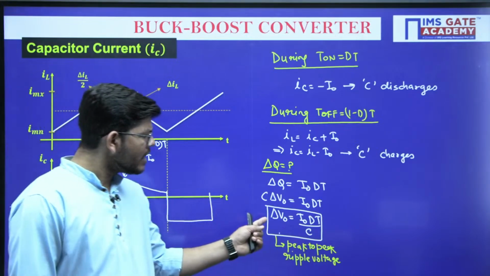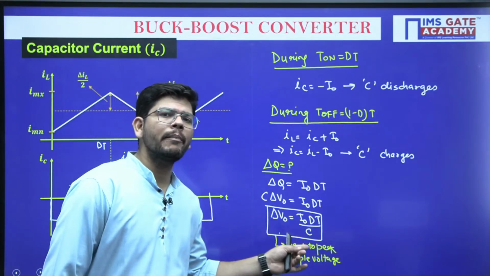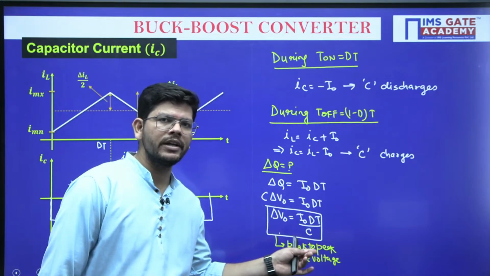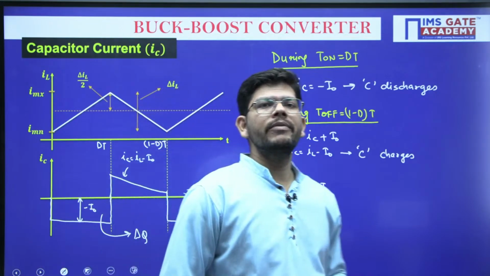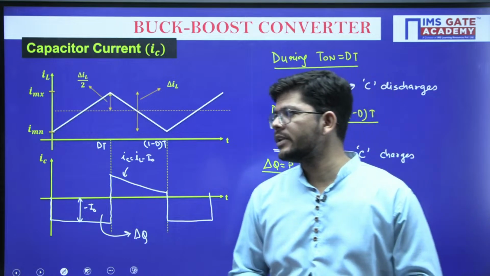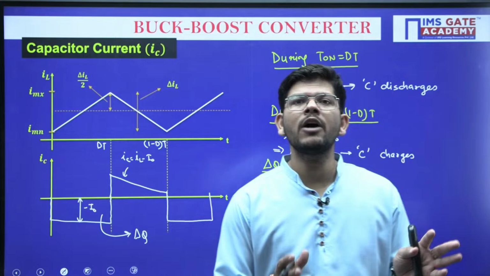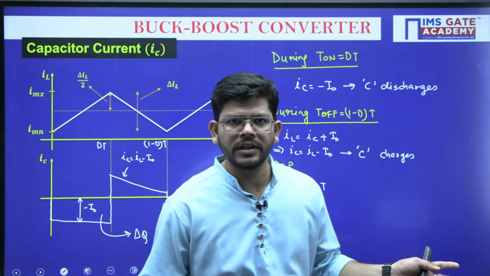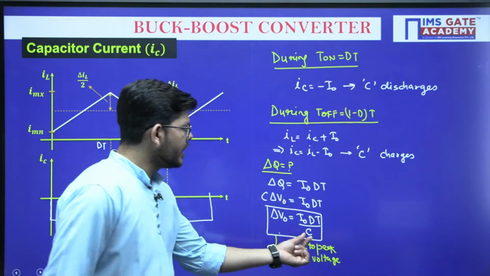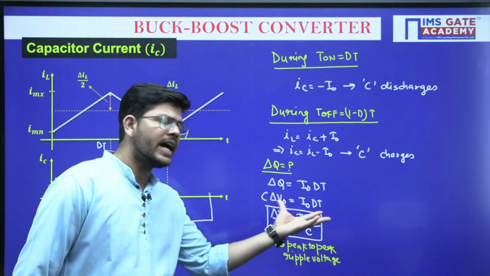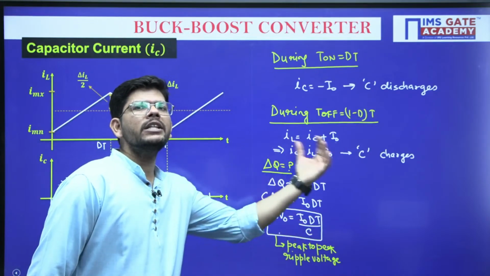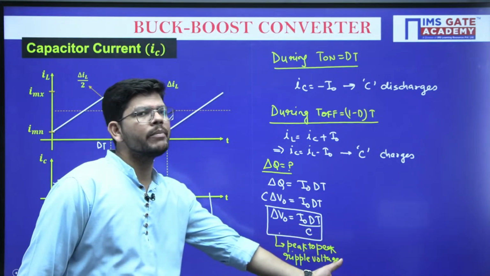In this expression we have capacitor C in the denominator, and we have assumed that the capacitor value is very high so that the ripple in the output voltage can be minimized and the output voltage maintained constant. If we choose the capacitance to be very high, this ripple can be minimized and the purpose of getting perfect DC at the load can be achieved.